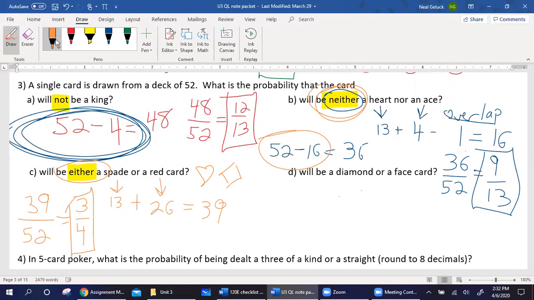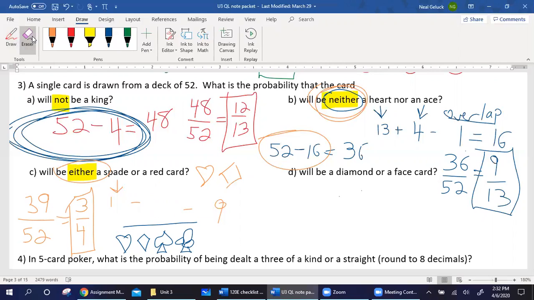Now, if you think about this in terms of suits, this makes sense. There are 4 suits. There are hearts, diamonds, spades, and clubs. If I'm saying that I want either a spade or a red card, I'm basically saying I want a heart, a diamond, or a spade. Well, that is 3 out of 4, technically. So kind of a little easier way to think of that one.